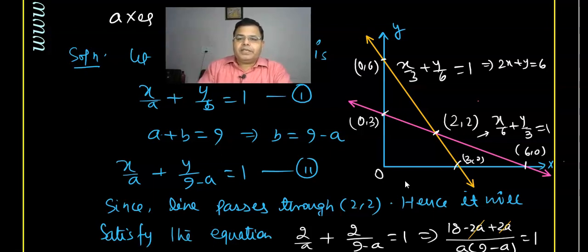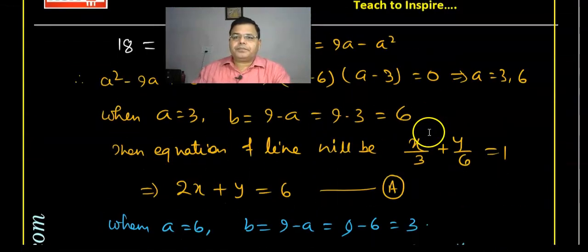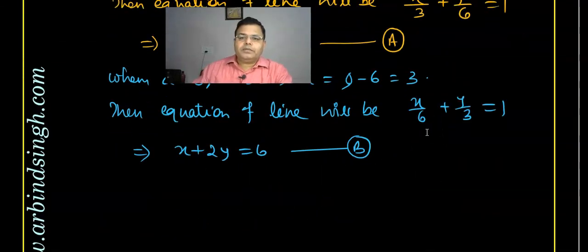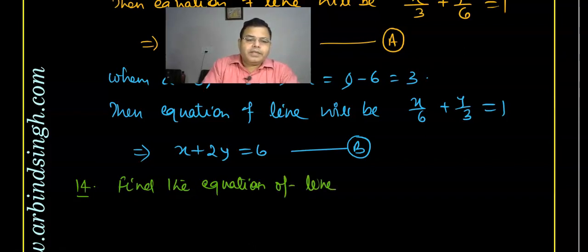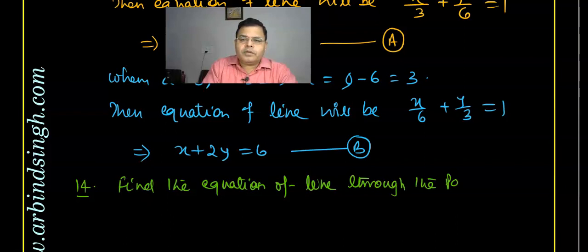Okay, now the next question is question number 14. Let us see, what is question number 14? Find the equation of line through the point 0, 2.